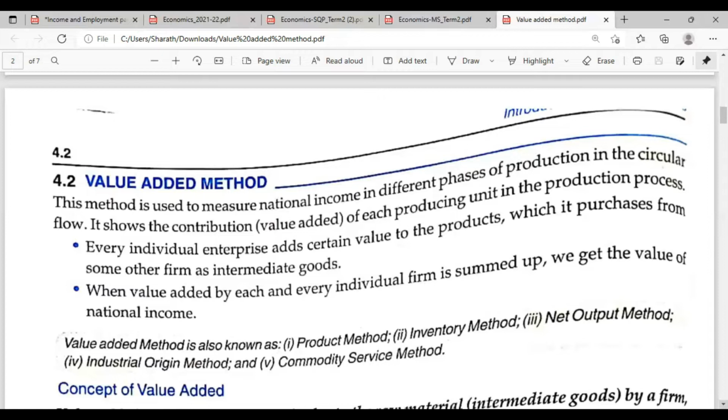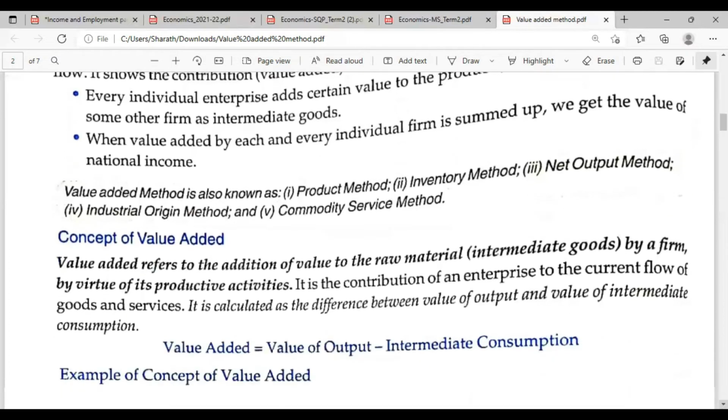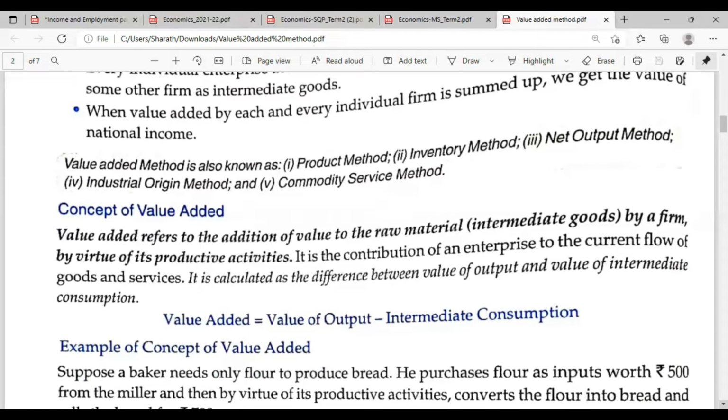When you add all the value addition happening in a firm at each and every stage, when you sum all the value addition together, finally you will get the GVAMP, which is very much needed to derive the national income. Let's try to understand even better.